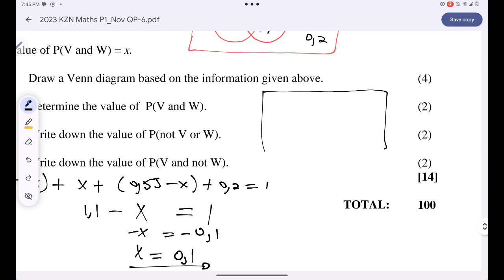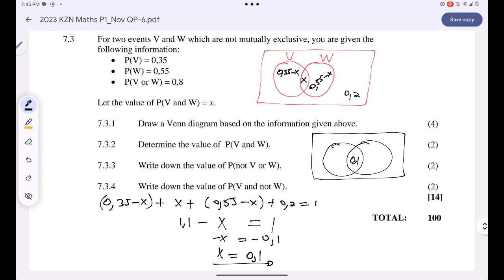So the Venn diagram that does not have unknowns should be like this. I'll have 0.1 in the intersection, and for V only, remember that V was 0.35, so I'll subtract 0.1 from 0.35 and have 0.25. Then I'll have 0.45 over here and 0.2. Whenever I add all of these probabilities, I must get 1: 0.25 plus 0.1 plus 0.45 plus 0.2. I get 1.